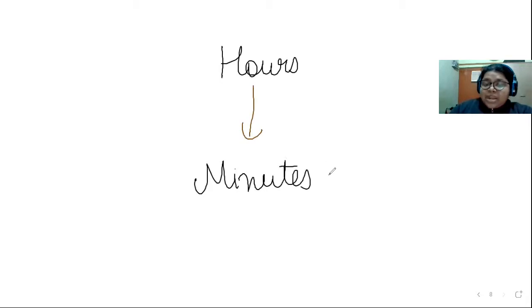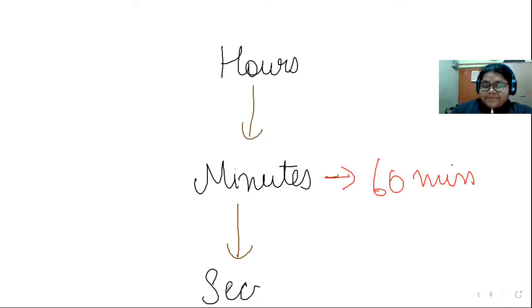Now, then comes our hours. In an hour, there are minutes. And how many minutes is 1 hour? We have 60 minutes in 1 hour. And in a minute, we again have seconds. So in a minute, we have 60 seconds.